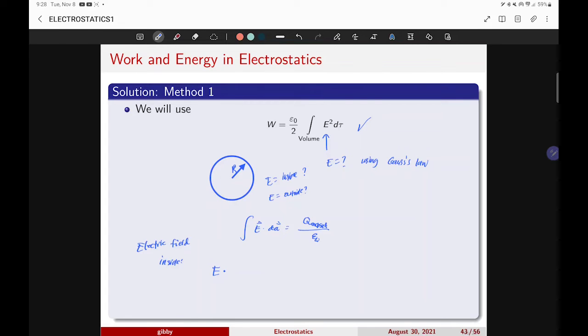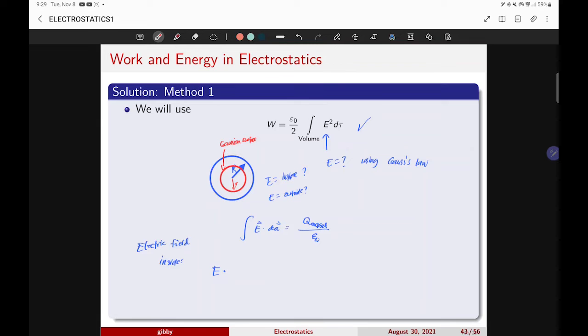What is your Gaussian surface here? Okay, so we have this one. This is our Gaussian surface, with radius r. So this is your Gaussian surface, because we are considering the electric field inside. Okay? Take note, it is a sphere, spherical. So, what to do next?